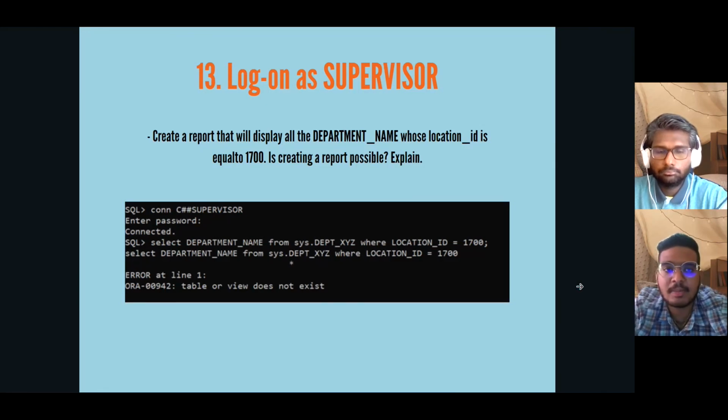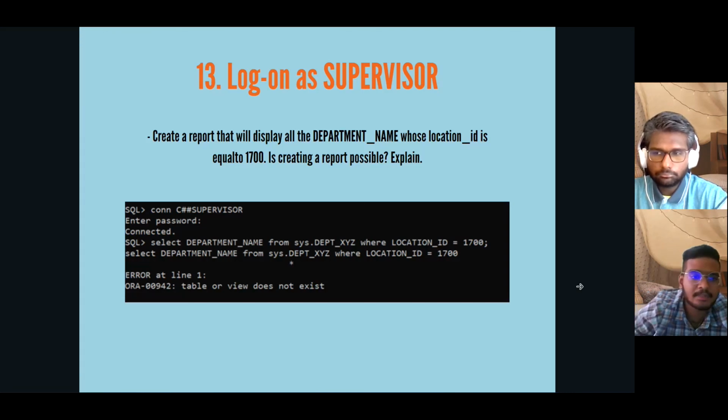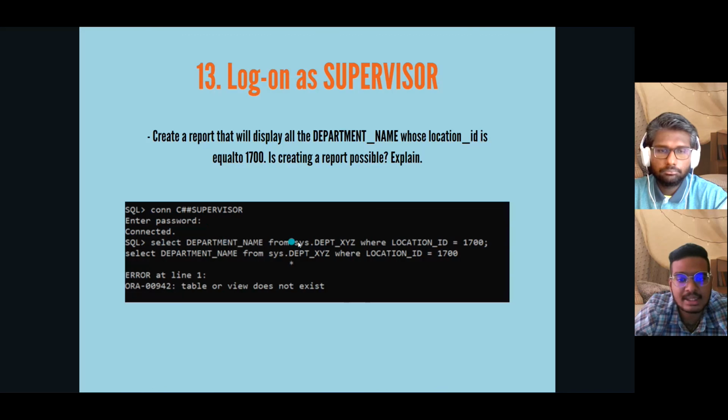Question 13: log on as supervisor. Create a report that will display all the department names whose location ID is equal to 1700. Is creating a report possible? So connect as C##supervisor. Once you enter the password, we are connected. So select department_name from the department table where location ID equals 1700. There is an error at line 1: table or view does not exist.